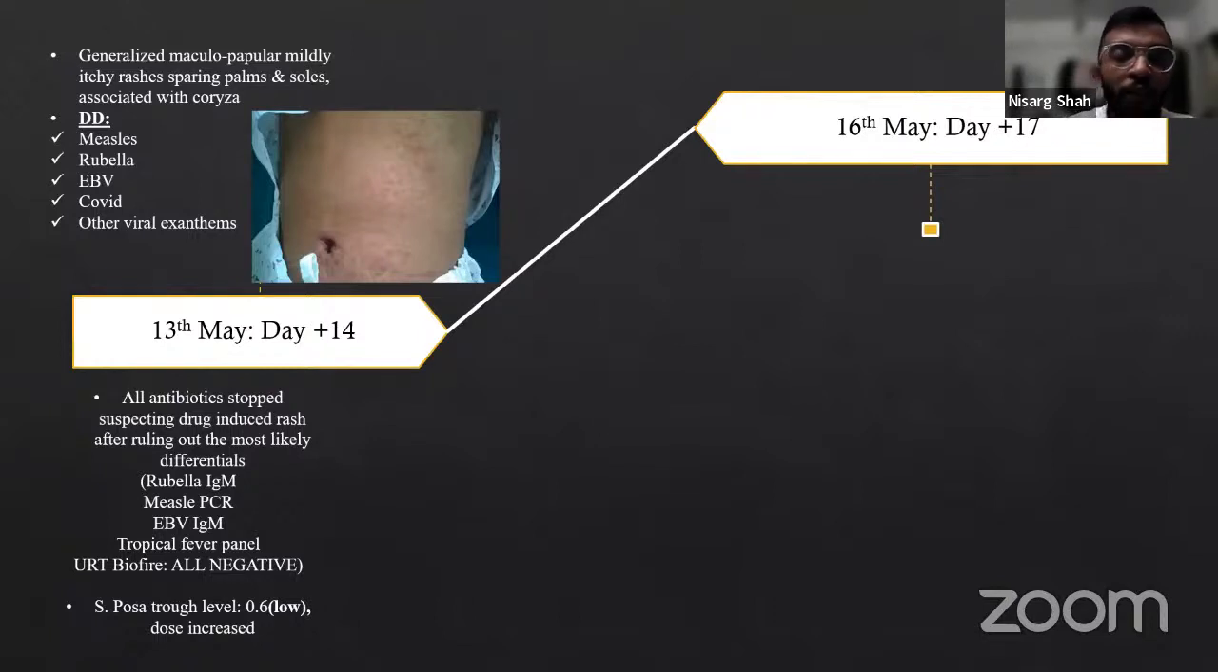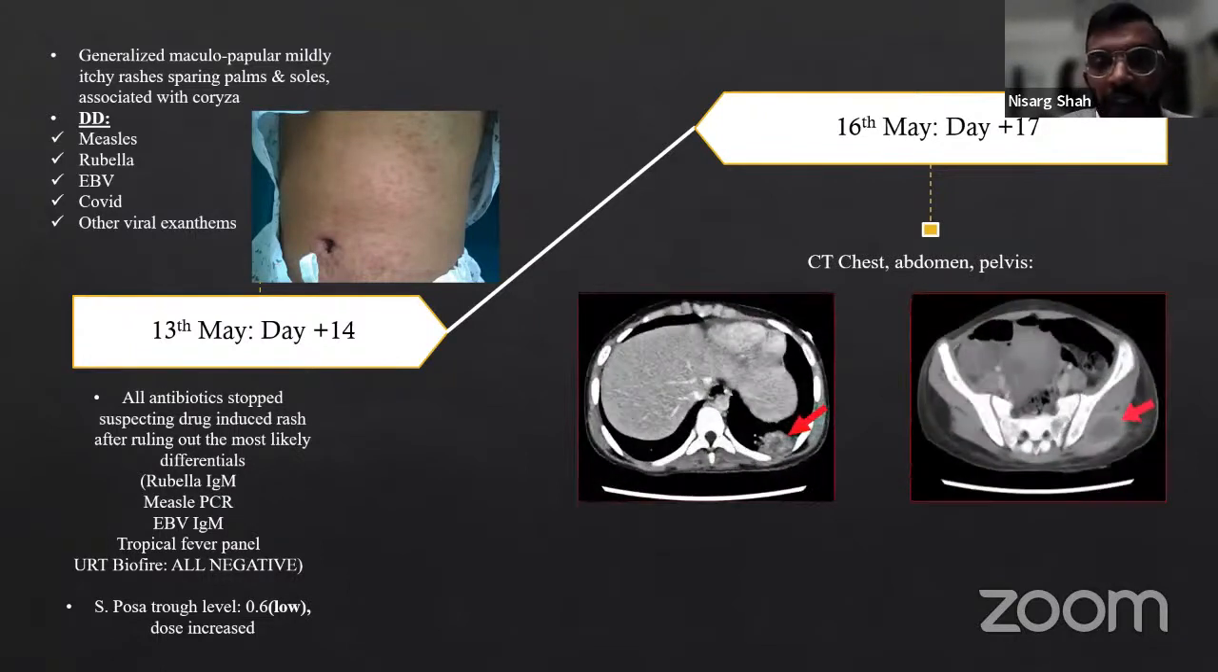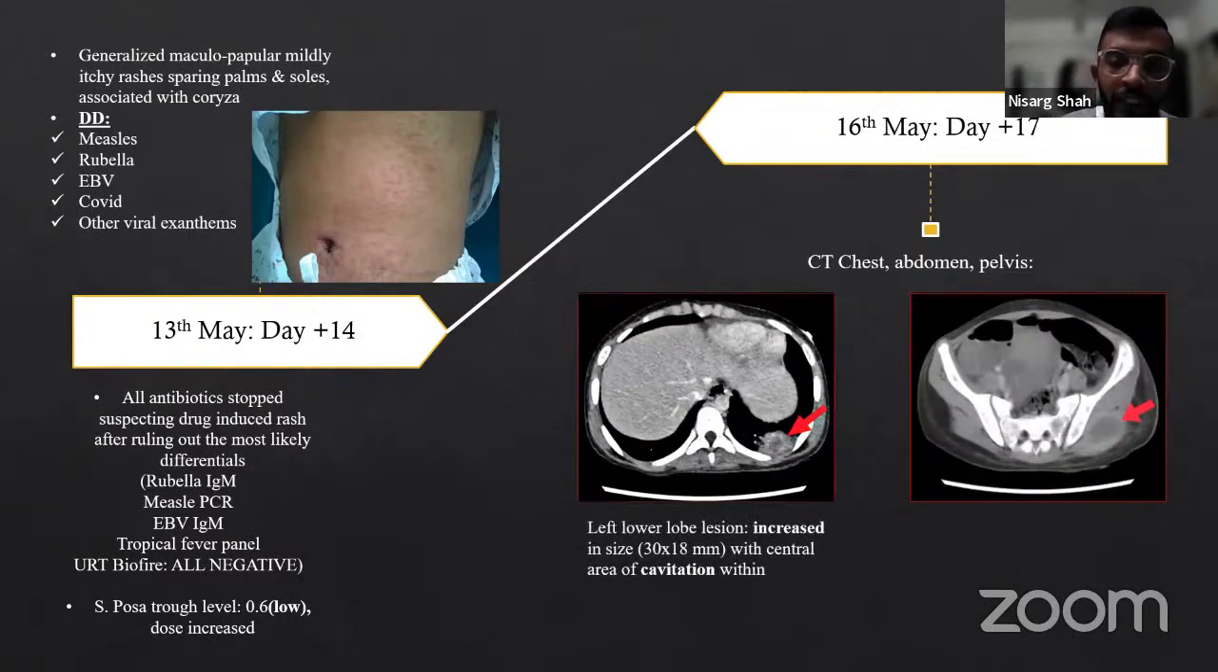And at this time, posaconazole trough level was 0.6, which was below even the prophylactic range. On day +17, because of ongoing fever, we again went ahead with imaging. In the chest, the lesion which was previously there in the left lower lobe had increased in size from around 1 centimeter to 3 by 1.5 centimeters with a central area of cavitation. And there was a new lesion, a collection in the left gluteus maximus with peripheral enhancement.